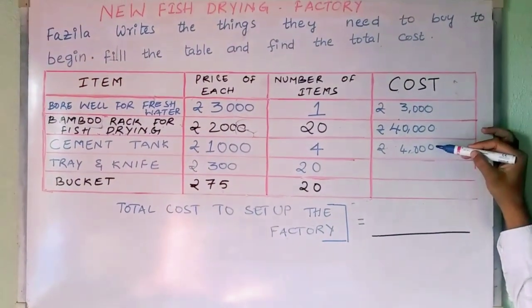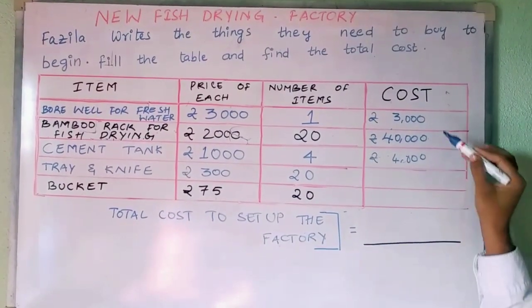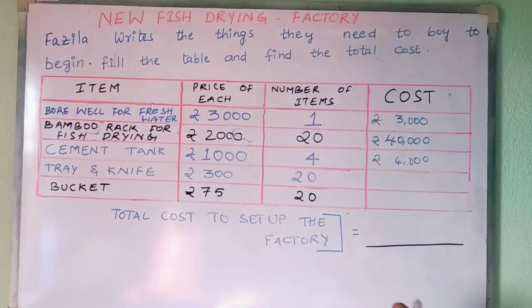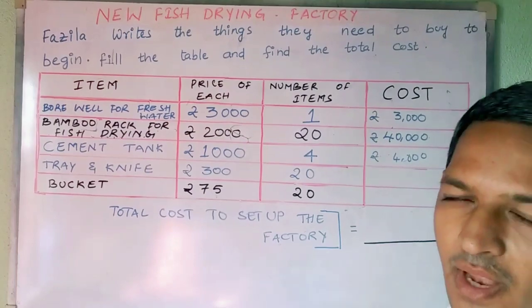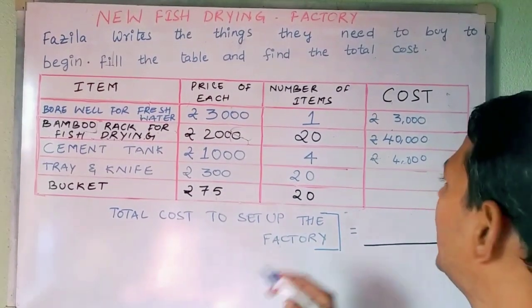Whenever we are writing this, care must be taken that the number in the units place is always below the number in the units place, and only then will it be in order so that we get the addition in the right way. If not, we may get a wrong answer. If we add the units place with the tens place, then obviously we will get a wrong addition.